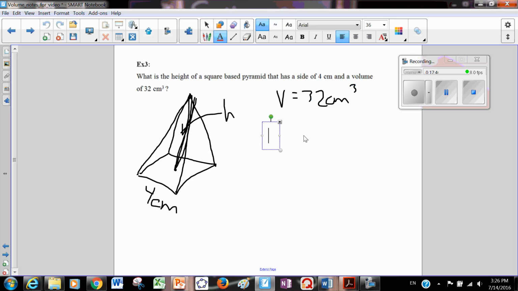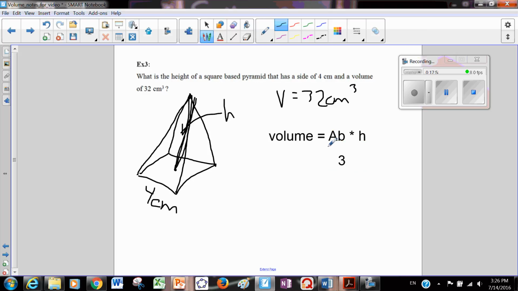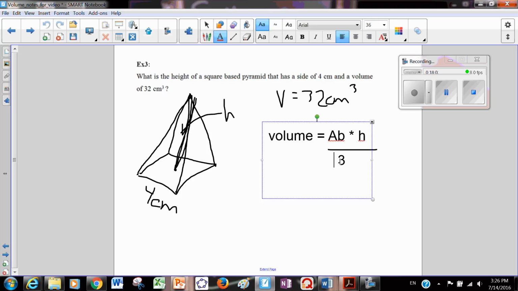So let's start with the formula of the volume. Volume is equal to area of the base times the height divided by 3. Always start with your formula, so that way we know what you're doing. Okay? This is your formula. The volume we know is 32. So 32 is equal to, what's the area of the base?